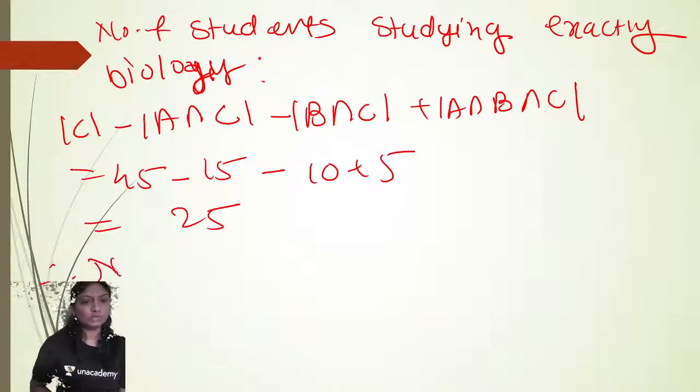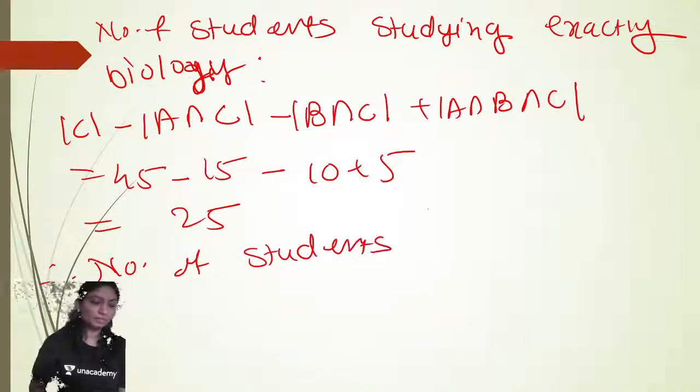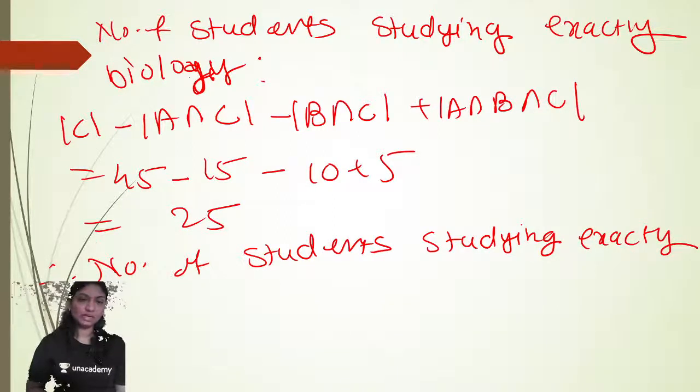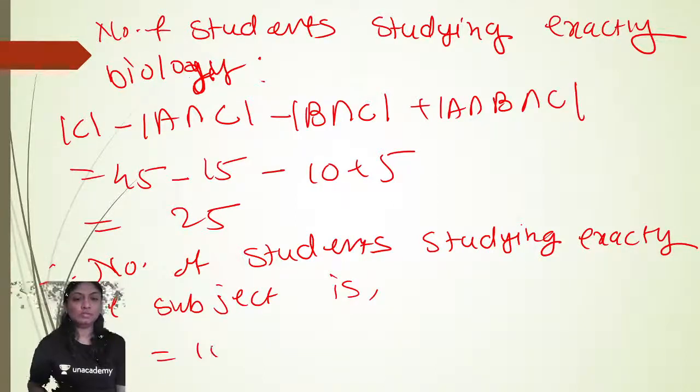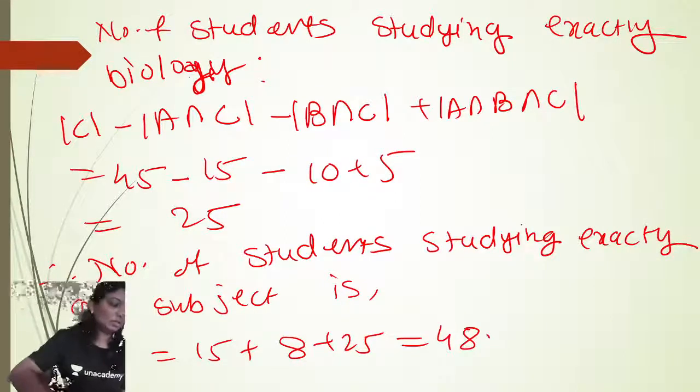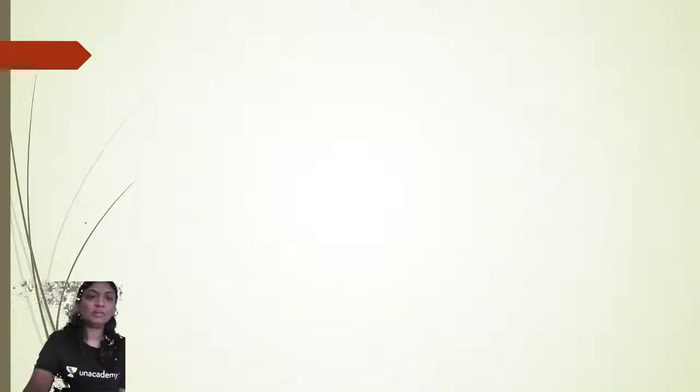Therefore, the number of students studying exactly one subject is 15 plus 8 plus 25. There are 48 students. Okay. So we can calculate here with the help of Venn diagram also.